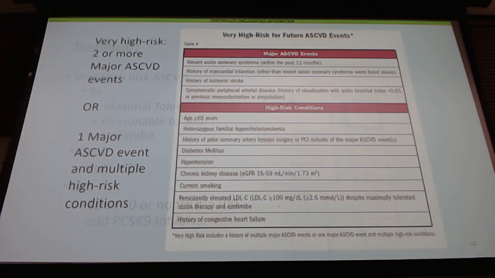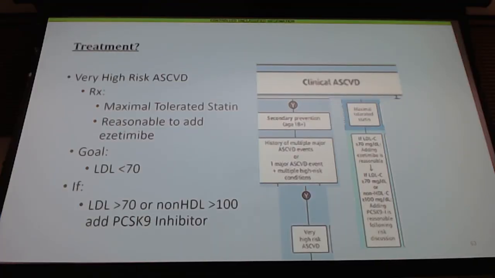If they do, then they are considered very high risk, and you go down the very high risk limb of the secondary prevention treatment algorithm. And the treatment for this, which should make sense, is that if they've already had an event and they are high risk of having another event, let's be extra aggressive in treating their LDLs. So we're going to put them on that maximally tolerated statin again. So again, try them on that atorvastatin 80, try to start them on that rosuvastatin 40.